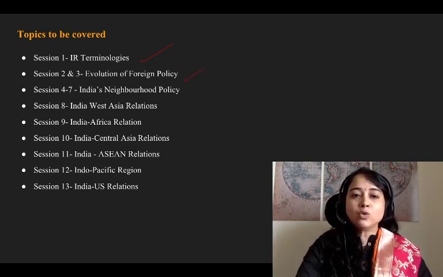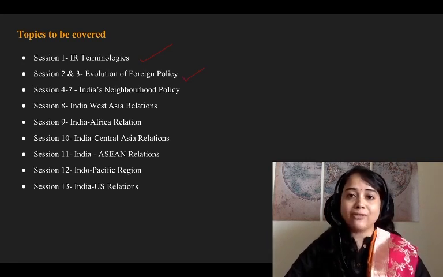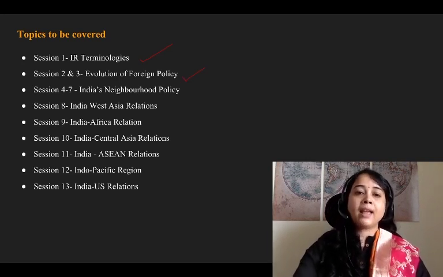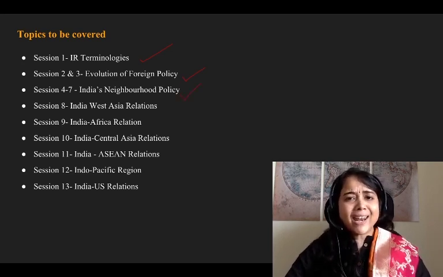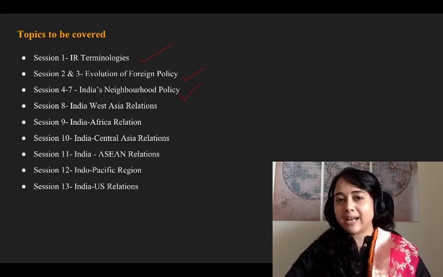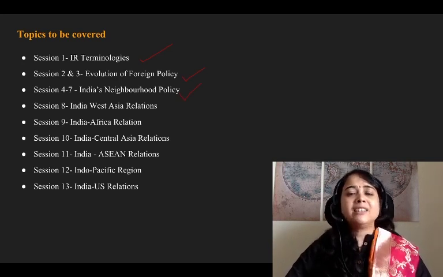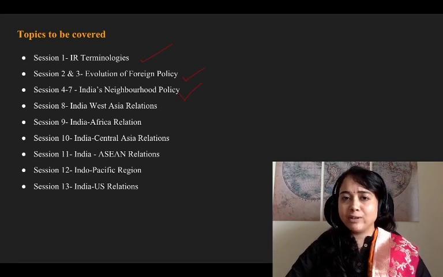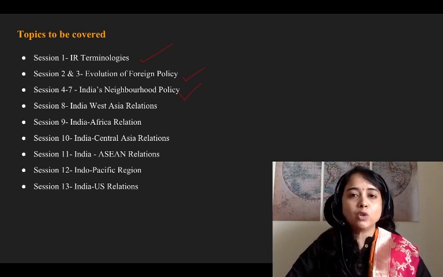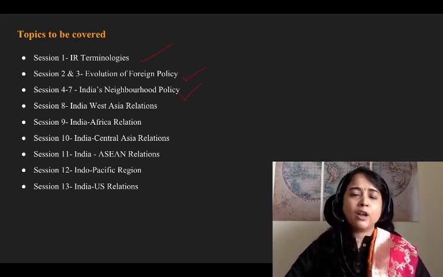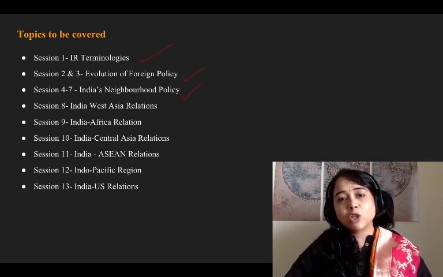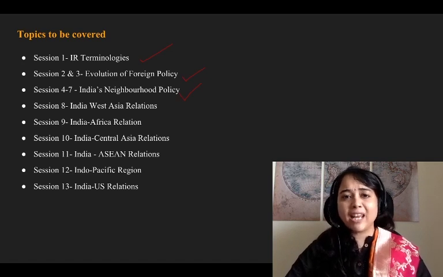Then we will spend 2 sessions discussing the evolution of India's foreign policy. The next aspect, that is India's neighborhood policy, is very important. If you have looked at the mains questions, then every year from international relations, one question is definitely asked in relation to one of India's neighbors. And these days in our neighborhood policy, we also have the China angle. So, understanding the relations with our neighbors is going to be very important.